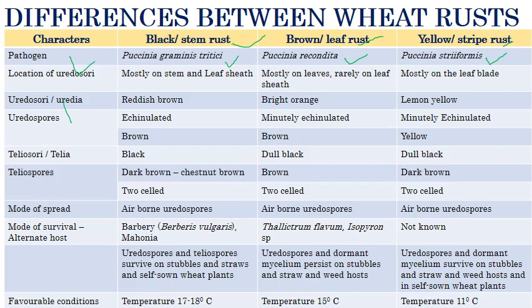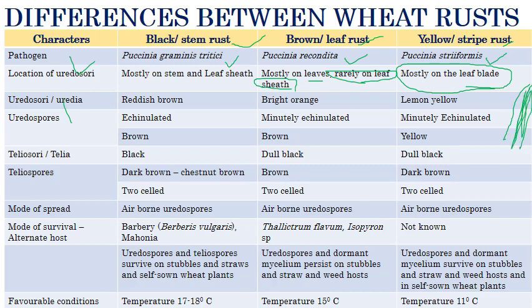Coming to the location of uredosori, here they are mostly on the stem and leaf sheath. We can see these uredosori mostly on the stem and leaf sheath in black or stem rust. In brown or leaf rust, uredosori can be mostly seen on leaves, rarely on the leaf sheath. Whereas in yellow or stripe rust, we mostly see these uredosori on the leaf blade, in the middle region of the leaf blade.